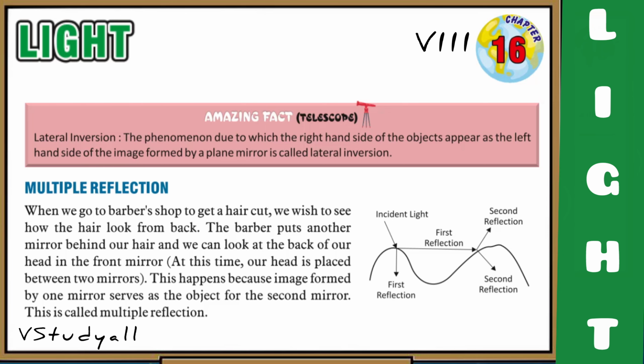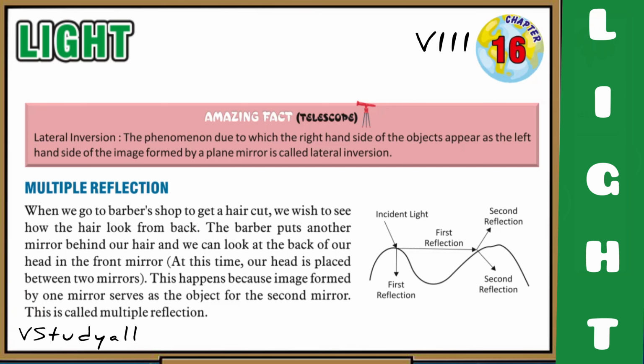Now let's see the next topic, that is multiple reflection. When we go to the barber shop to get a haircut, we wish to see how the hair looks from the back. The barber puts another mirror behind us and we can look at the back of our head in the front mirror. At this time, our head is placed between two mirrors. This happens because the image formed by one mirror serves as an object for the second mirror. This is called multiple reflection. Here you can also see the picture.